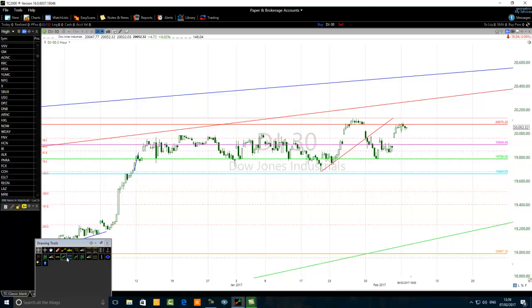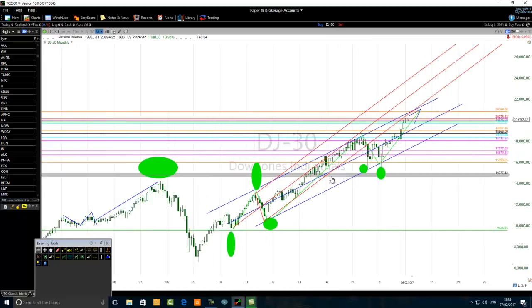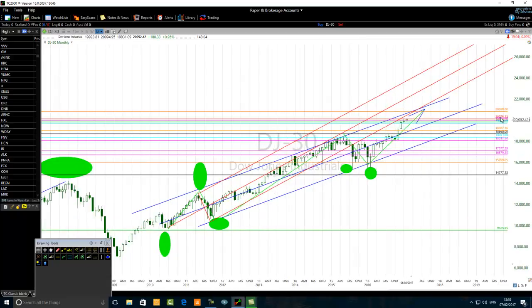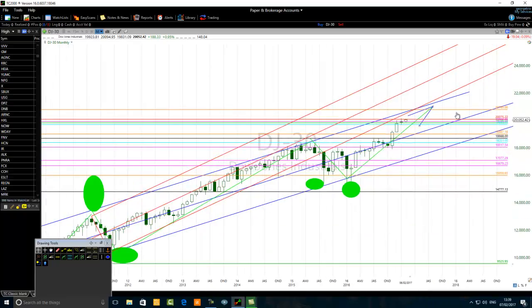So the first key level that we must remember if we are trading the Dow Jones Index without fear is 20075. I'm going back to my monthly chart because I don't want the video to be too long. Apart from the 20075, there's another key level here. The orange line here is 20769. So if it breaks above the 20075, the price will attempt to go to 20769. That remains to be seen.